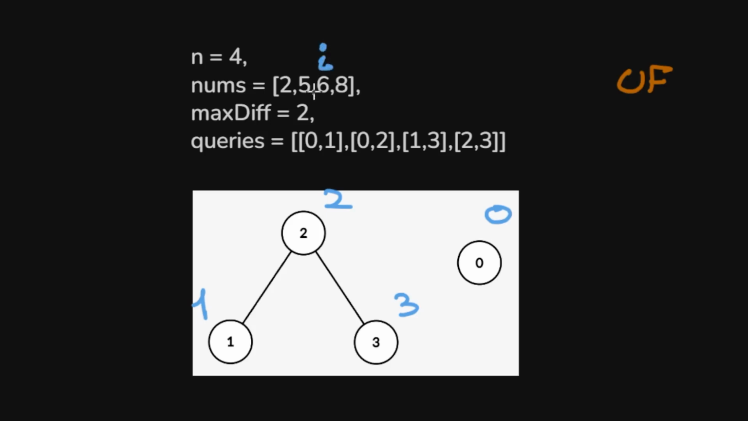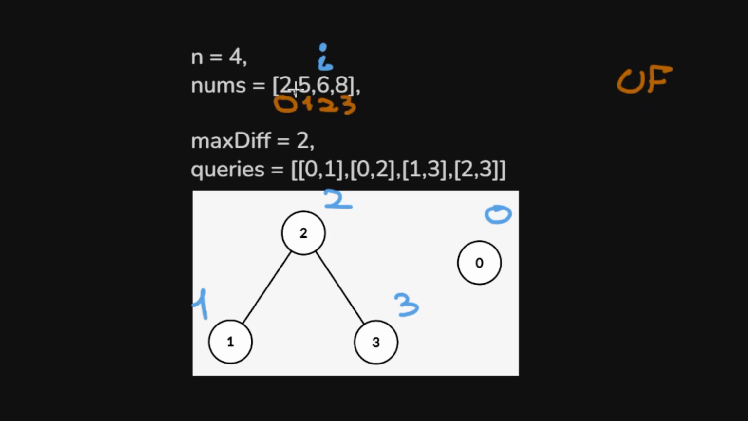Next we are here. The difference between the two numbers is 1, which is smaller than the maximum difference. So here we do have an edge. We should join these two components. And how can we do this with union find? We know that this number corresponds to node 1 and this number corresponds to node 2. Here we have the indices of the array, 0, 1, 2, 3. So we are looking at these two nodes, 1 and 2. We need to join these two components.